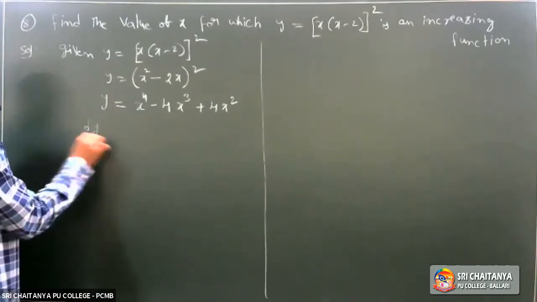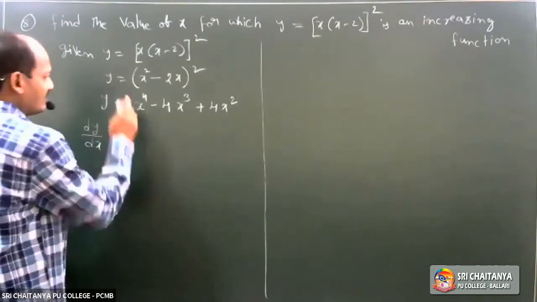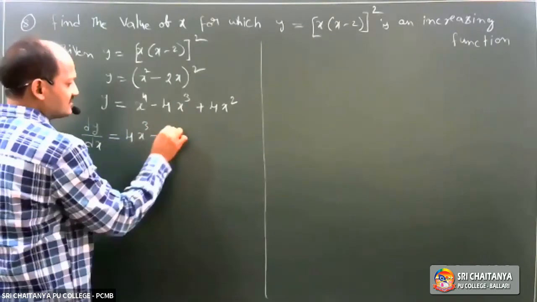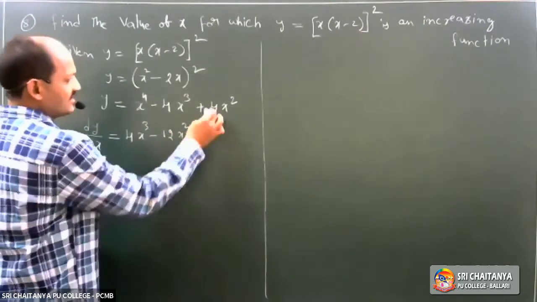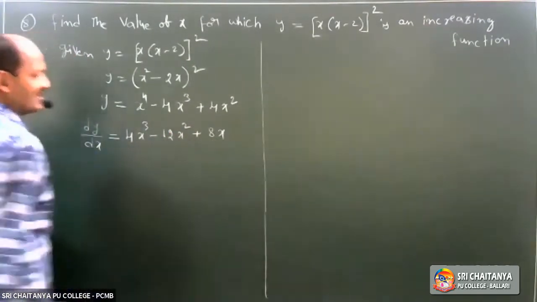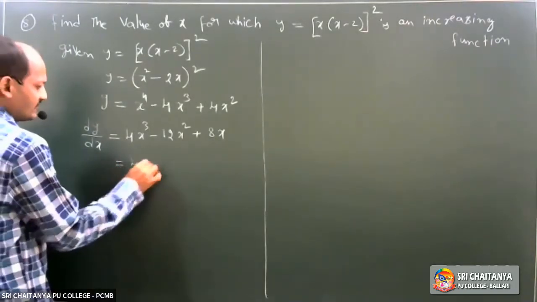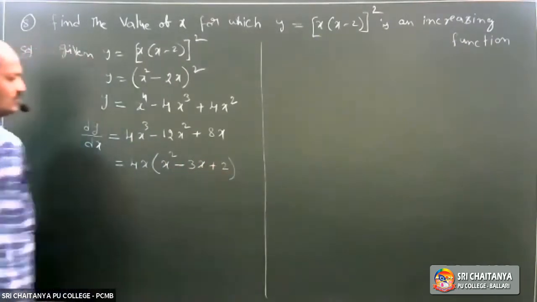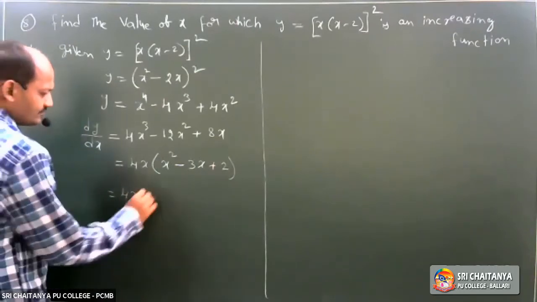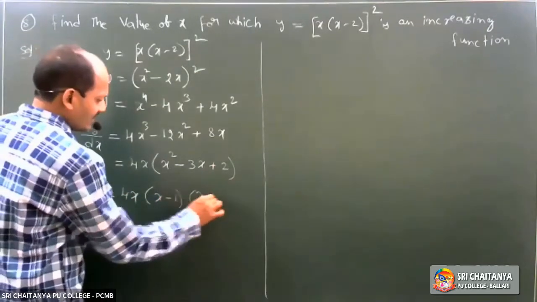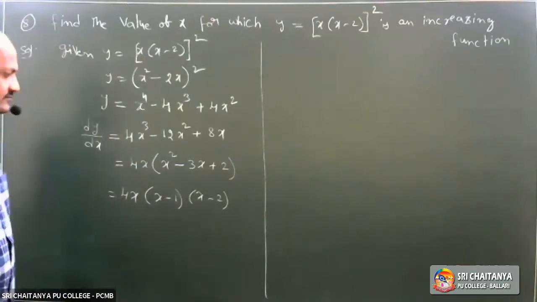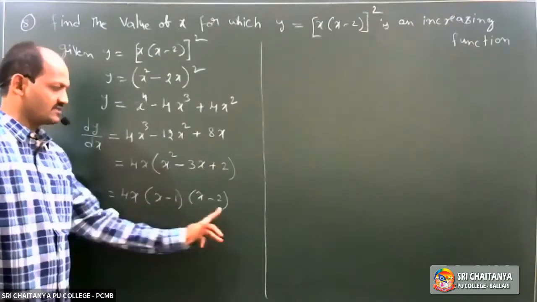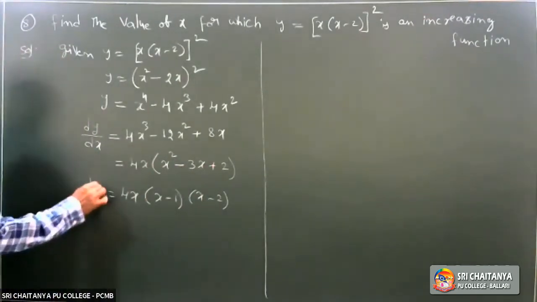Find the derivative dy by dx. Derivative of x power 4 is 4x cube, derivative of 4x cube is 12x square, plus derivative of 4x square is 8x. Taking 4x common, 4x into (x square minus 3x plus 2), which is 4x into (x minus 1) into (x minus 2). These are the factors, since x square minus 2x minus x is minus 3x plus 2. It is the first derivative.